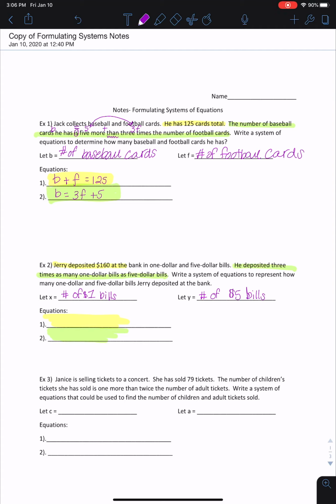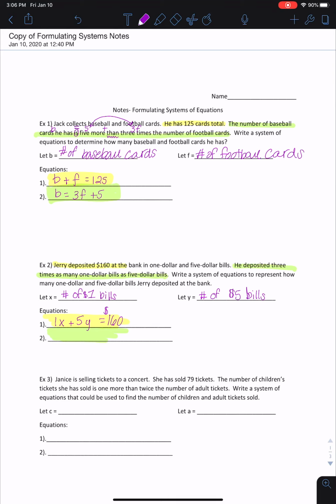Okay, so he totals 160. The 160 comes from the $1 bills and the $5 bills. But if I just leave the equation like that, I'm talking about the quantity of them and not the money they're worth. If 160 is what they're worth, I have to count by their value. So I have $1 for every X, and I have $5 for every Y.